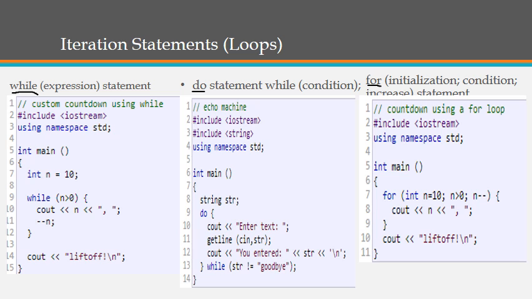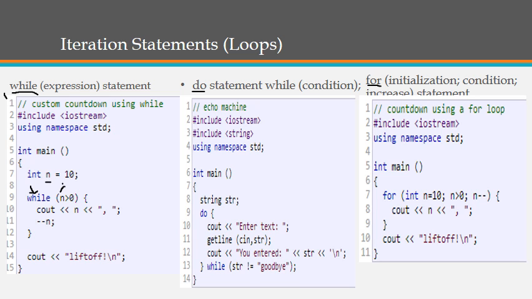So let's look at an example of a countdown, which is in the first screenshot here. This is a custom countdown program using a while loop. We see the variable n being assigned the value of 10. So we come into the iteration statement while, and we see the syntax being while the expression. This expression is saying while n is greater than 0, and we saw n having the value of 10.